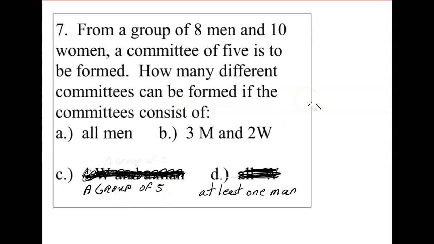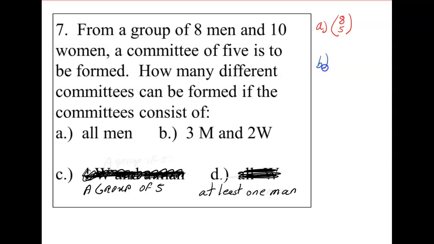Problem number 7, I would suggest you pause the screen and try these problems on your own. For problem 7, it says a group of 8 men and 10 women. You want a committee of 5, and part A says all men. So for part A, you would do 8 choose 5. And to save a little bit of time, I'm not going to type that into my calculator. I would imagine all of you can type that into your calculator. I will at the end of the explanations.